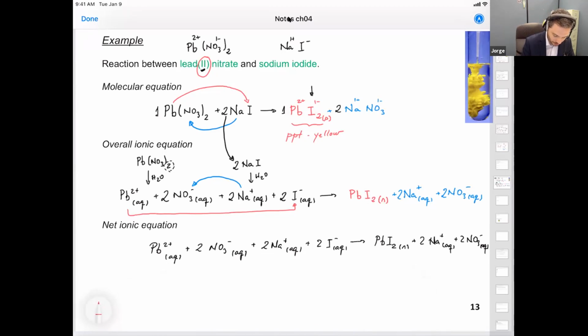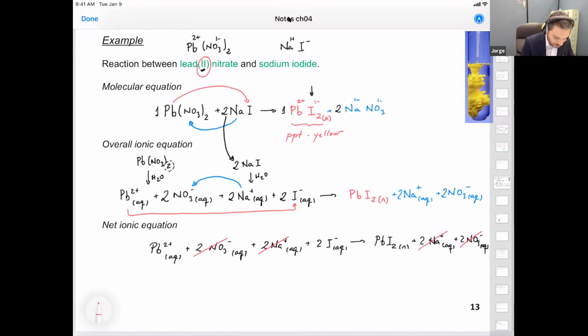Just looking here at first sight, we see that we have two nitrates before and two nitrates after. Therefore, we may cancel them out for the net ionic equation. And the same thing with sodium: two sodium plus before and two sodium plus after. Therefore, they can be canceled. So sodium and nitrate in this reaction are just looking at things happen. They do not form anything new.